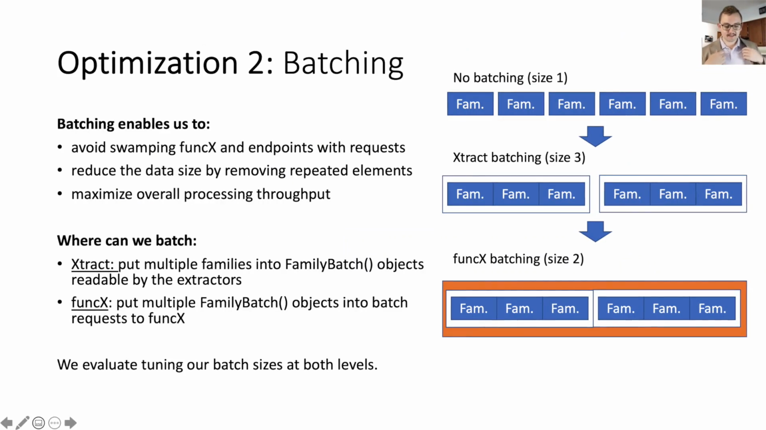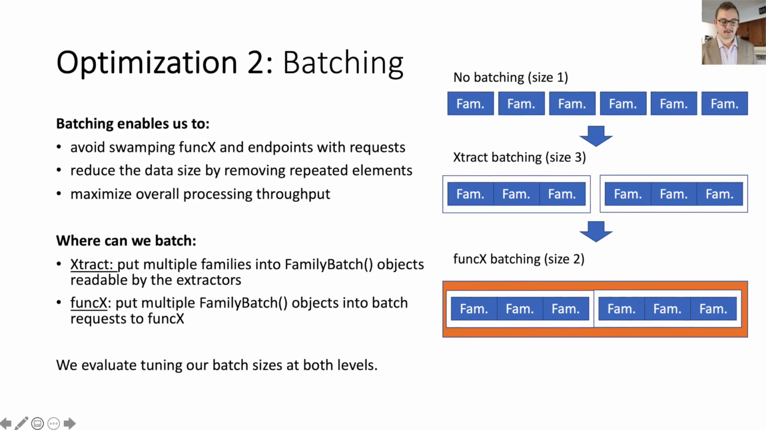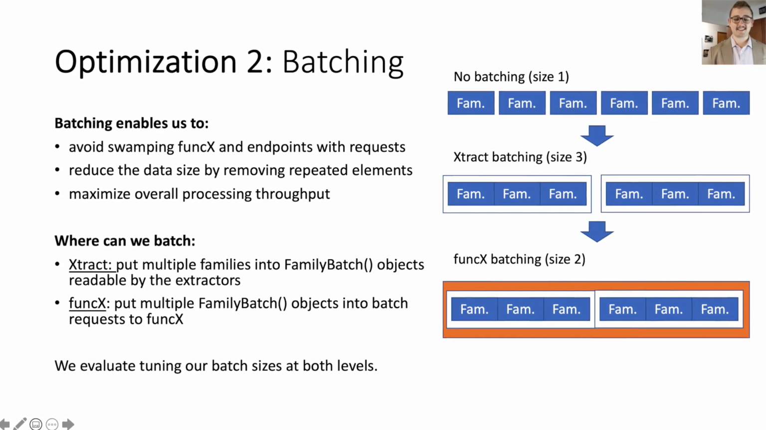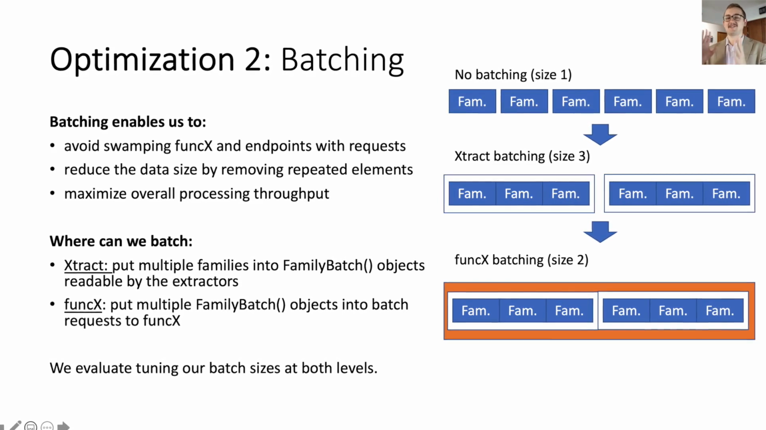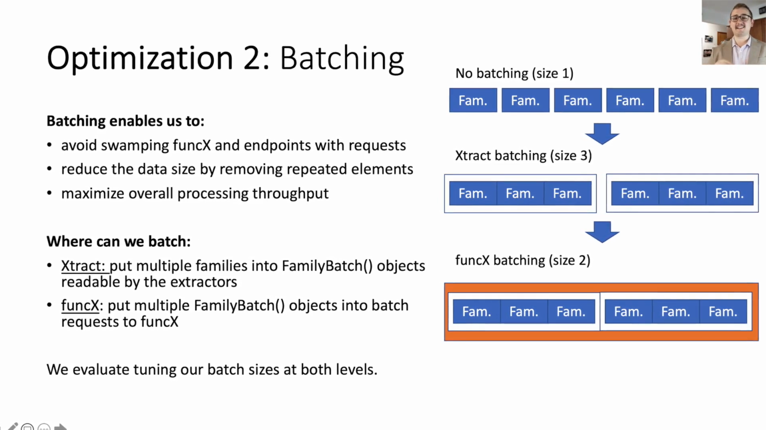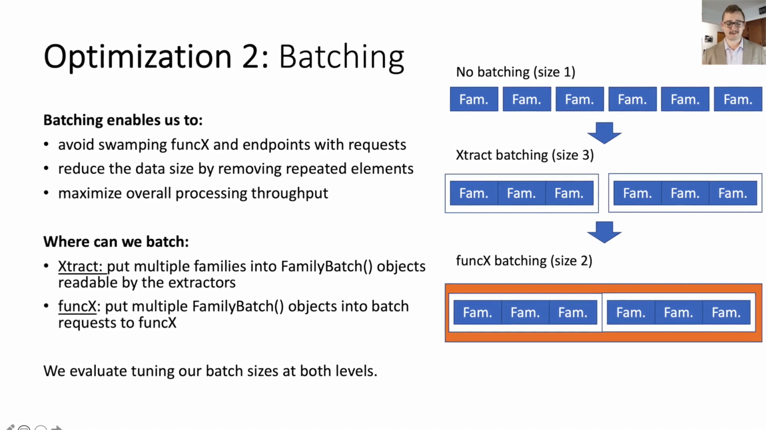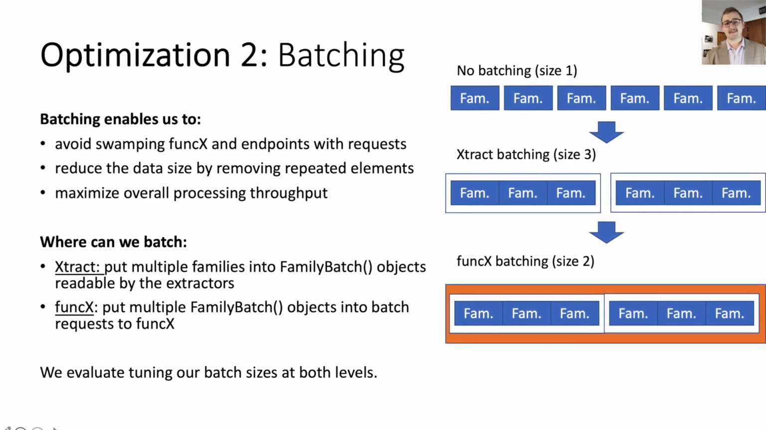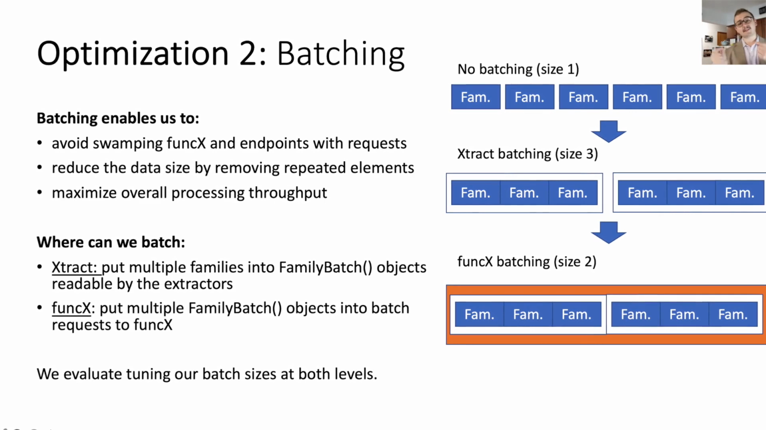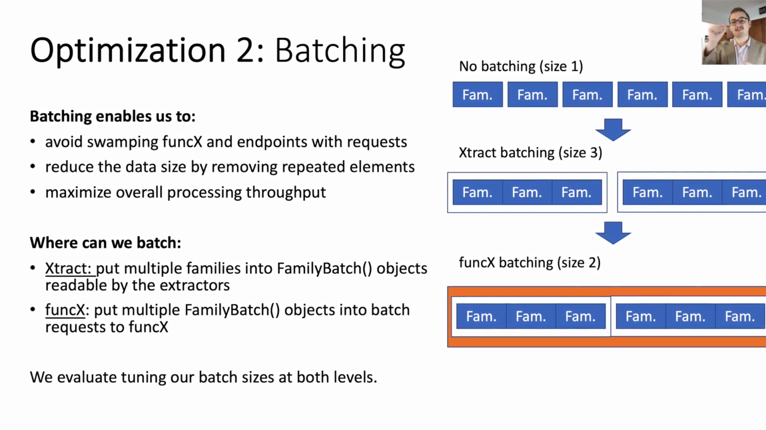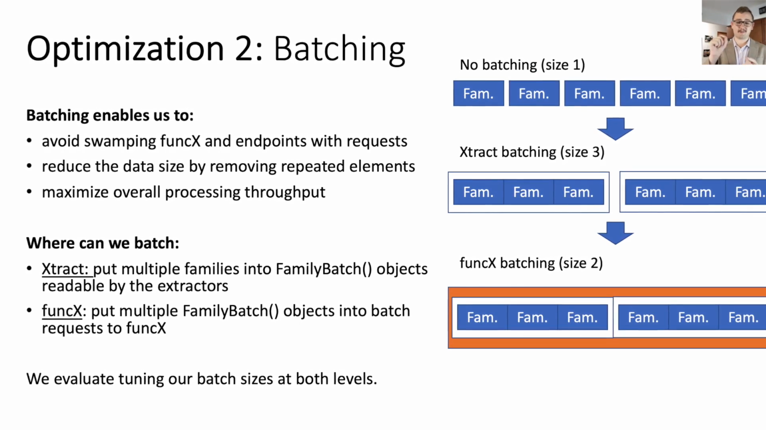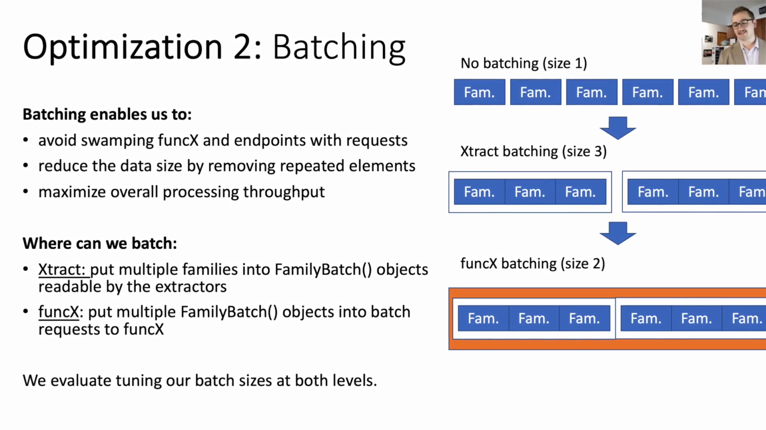Optimization 2 is batching. So batching is pretty straightforward, right? We want to avoid swamping FuncX and the endpoints with requests. We don't want to send too much of a data size by having repeated elements such as authorization headers with every request. And we want to maximize the overall throughput. So there's a couple knobs we can turn in batching, and it's batching at the client level via Xtract and actually batching within FuncX requests.